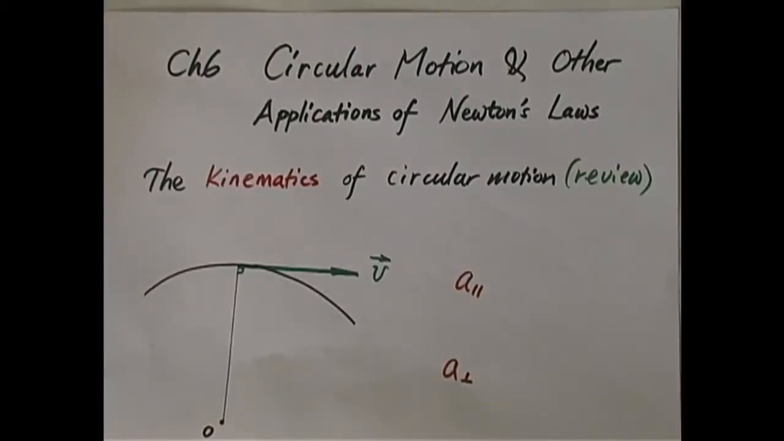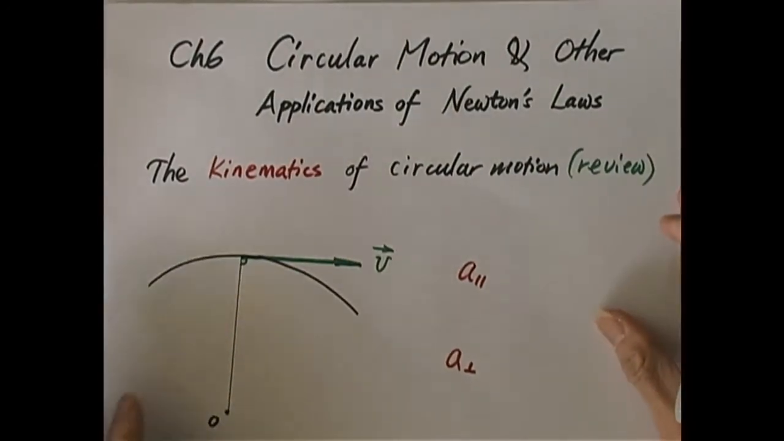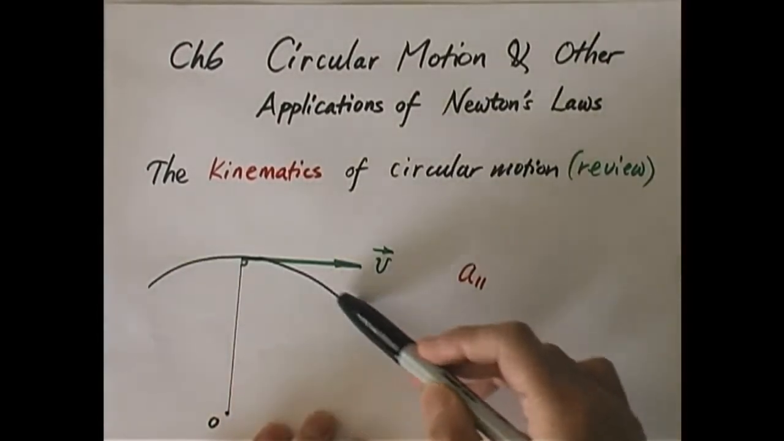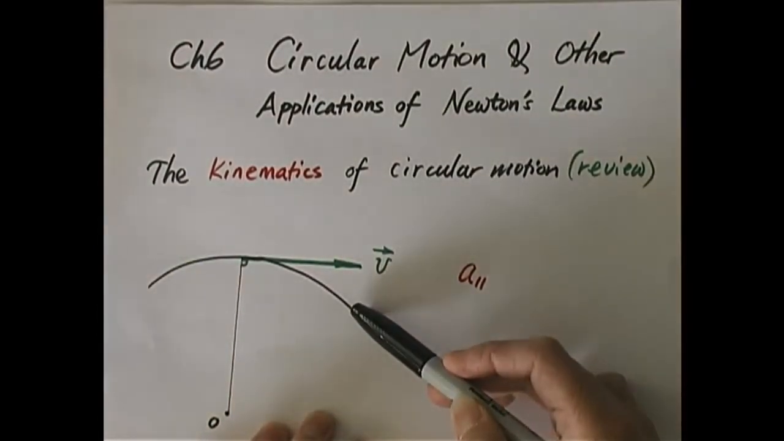Chapter 6, Circular Motion and Other Applications of Newton's Laws. We introduced Newton's 3 laws in the previous chapter. In this chapter, we're going to study some further applications. In particular, we're going to focus on the circular motion. If an object moves in a circle, how does the dynamics of a circular motion work?